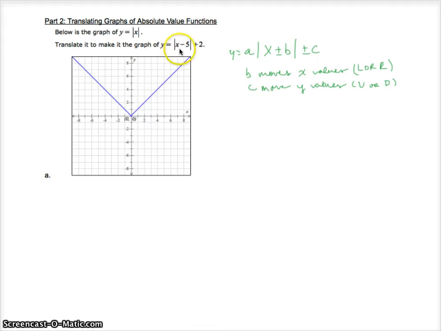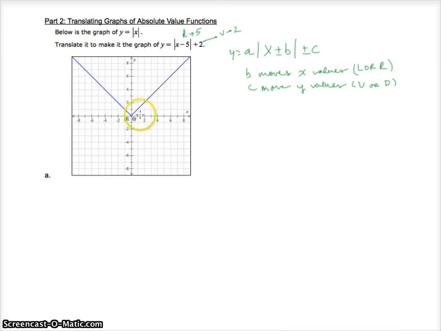In this problem, I have y equals the absolute value of x minus 5 plus 2. The minus 5 is going to move me to the right 5 spaces. Whenever we have minus, we need to think opposite inside. So it's the opposite of whatever you're given. So since it's minus, I'm going right. If it was positive, I would go left. And for plus 2, I'm going to go up 2 spaces.